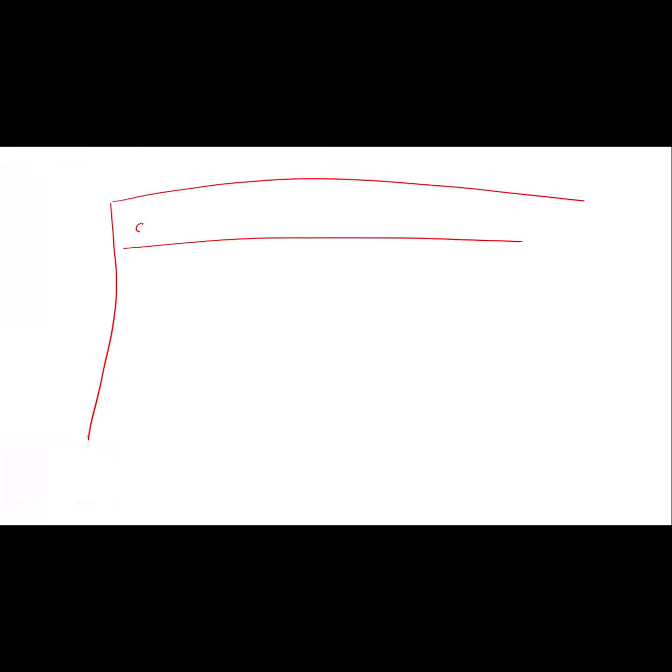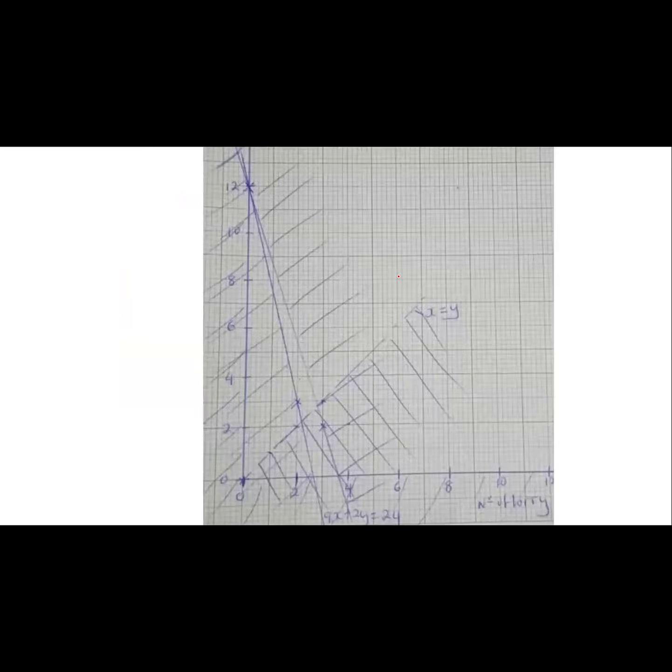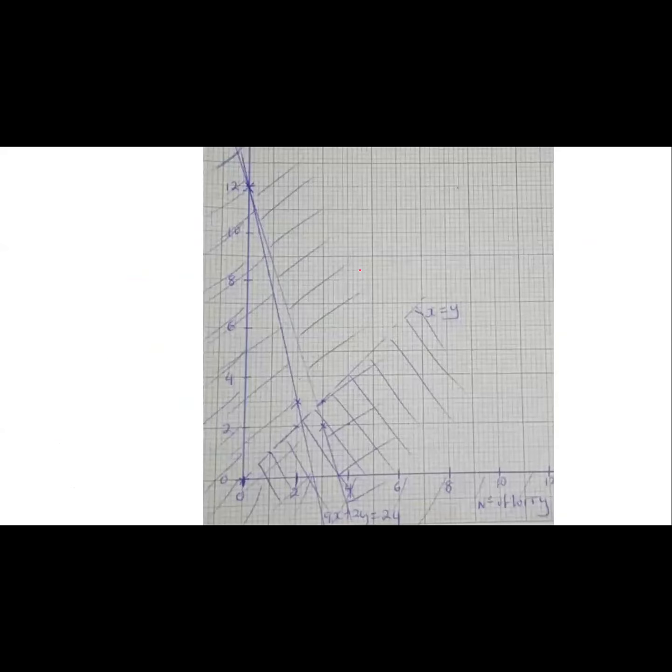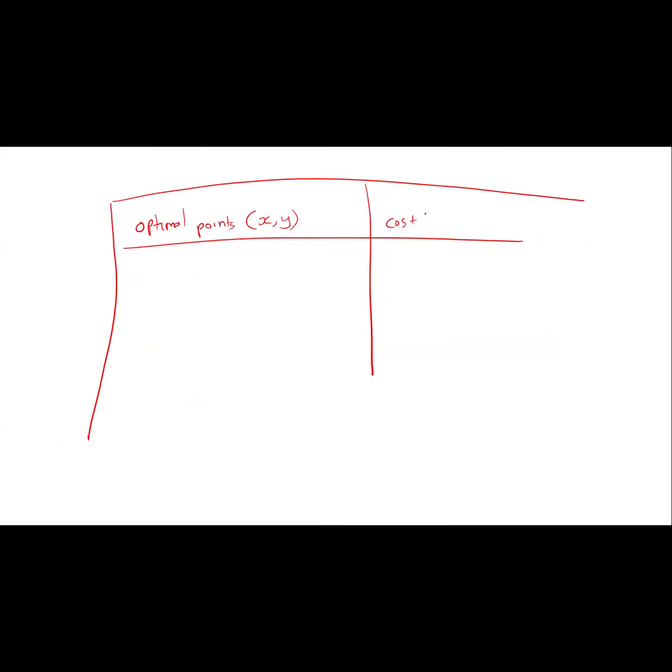In your table, you are going to put the optimal points. Now, for optimal points, you are going to put X, Y. And then you're going to put here your objective function. Don't forget our objective function. We generated it from here. The cost was from here. So I come back here in my table and say the cost of X, Y. Then it was 50,000 X plus 15,000 Y.